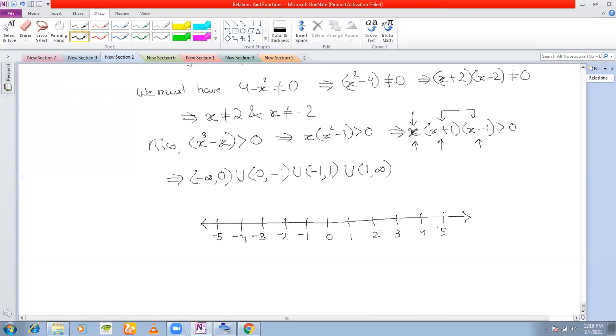What is the first restriction? That x cannot be equal to plus 2. So this is gone. x cannot be equal to minus 2. So this is also gone. Next is all these intervals. From minus infinity, it will come till 0. All these values it can take except minus 2. And then from 0 it will go to minus 1.